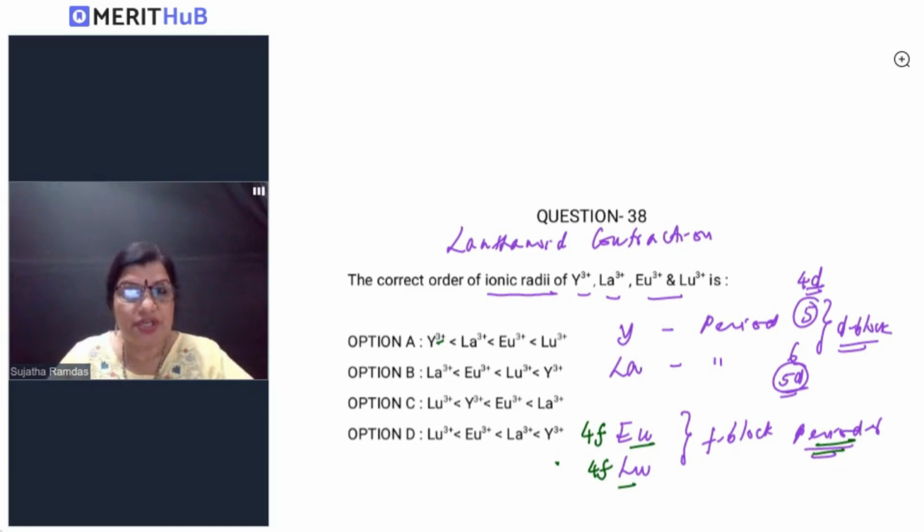Now let's start from yttrium. Yttrium and lanthanum, by the way, belong to group 3. Not just yttrium and lanthanum, including europium and lutetium. All these elements belong to group 3. That is why only the different periods were mentioned here. All of them belong to group 3.